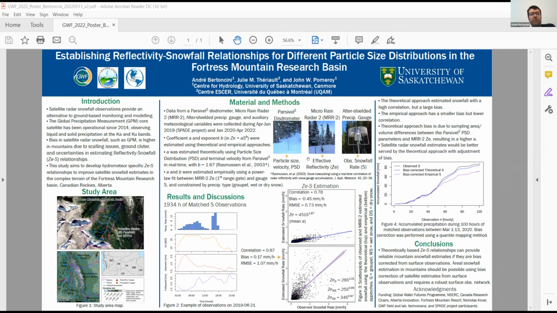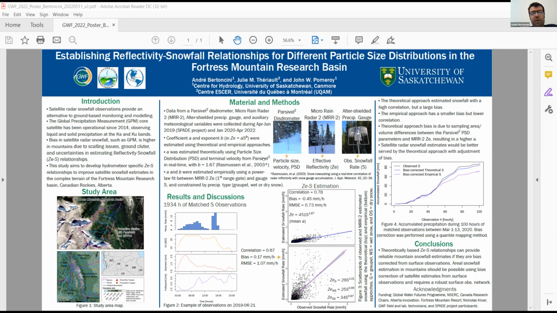The aim of this study is to develop hydrometeor-specific reflectivity snowfall relationships in order to improve satellite snowfall estimates in the complex terrain of the Fortress Mountain Research Basin in the Canadian Rockies, Alberta. Here we are looking specifically to improve the estimates of the GPM satellite. In this study, we had particle size distribution data from a Parsivel 2 disdrometer. We also had reflectivity data from an MRR that is installed at Fortress Mountain, and snowfall gauge data from Fortress Mountain.